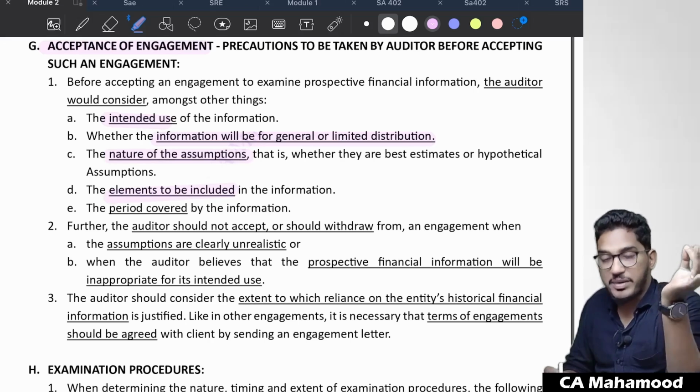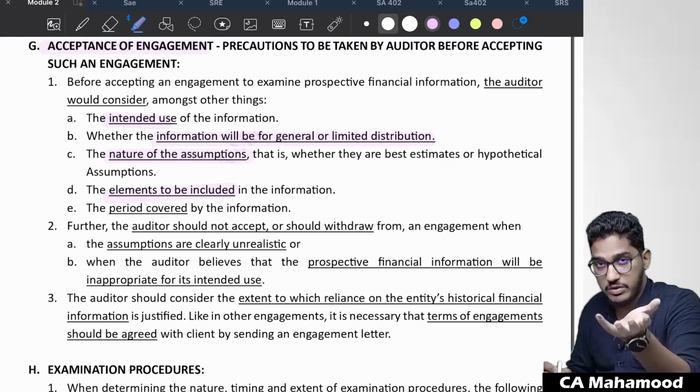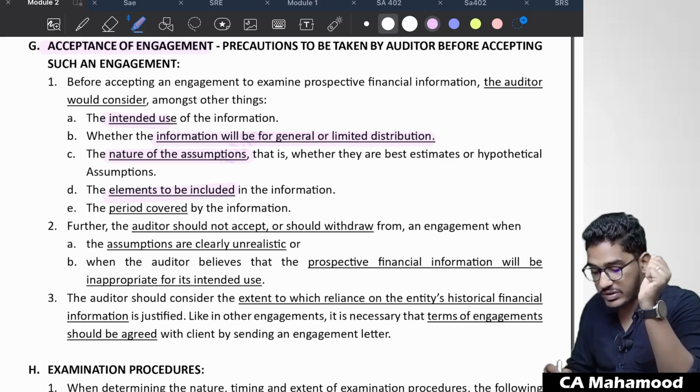And also, what elements will be included in the information? In that prospective financial information, what elements will be there? Will they prepare only P&L? Will they prepare only balance sheet? Will they prepare cash flow statement also? So what elements will be included? That also you have to keep in mind.